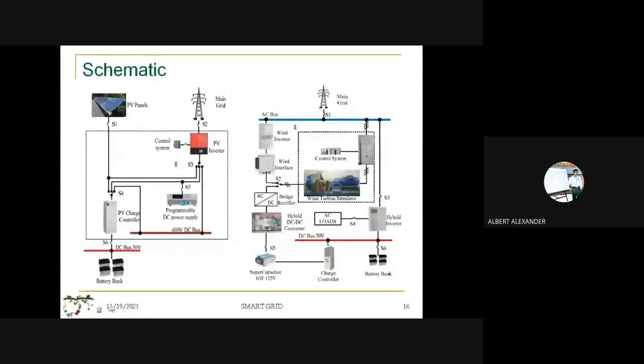Here we can understand that from the solar PV, I am getting the DC power. That DC power I want to give to this charge controller. This charge controller is a device which is used to prevent the battery from overcharging and over-discharging.